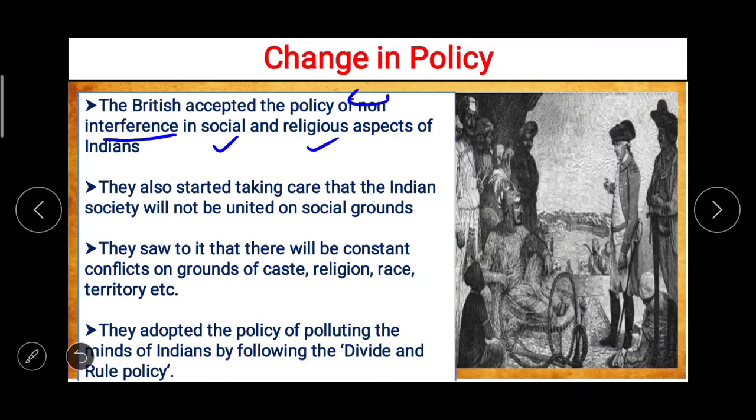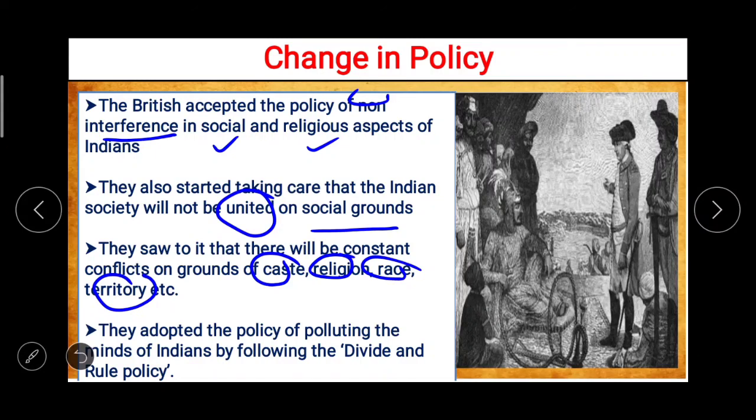They also started taking care that the Indian society will not be united on social grounds, not at any cost. They saw to it that there will be constant conflicts on grounds of caste, religion, race, territory, etc. And this was the policy of the British government. आपस में ही इंडियंस को लड़ाते रहना है. It may be on the basis of caste or religion or race or territory, so that वो इकट्ठा ही नहीं होंगे ब्रिटिशर्स के खिलाफ लड़ने के लिए.